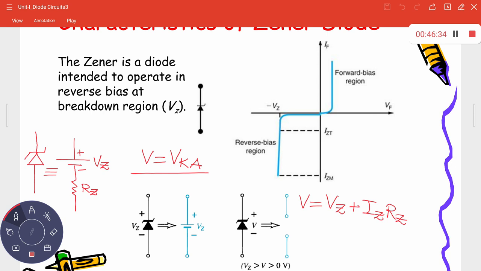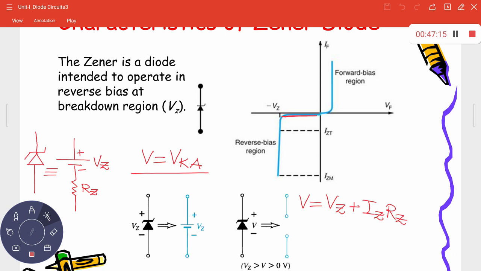Whatever the voltage, as long as it is less than this breakdown, magnitude wise, the response was almost negligibly small. The current was almost zero. But just past that particular breakdown voltage, that is VZ, even if the voltage is very small, now try to identify the difference. Here, the resistance provided by the diode, how much was it? Ideally infinite. That resistance is infinite within that range. It was infinite.